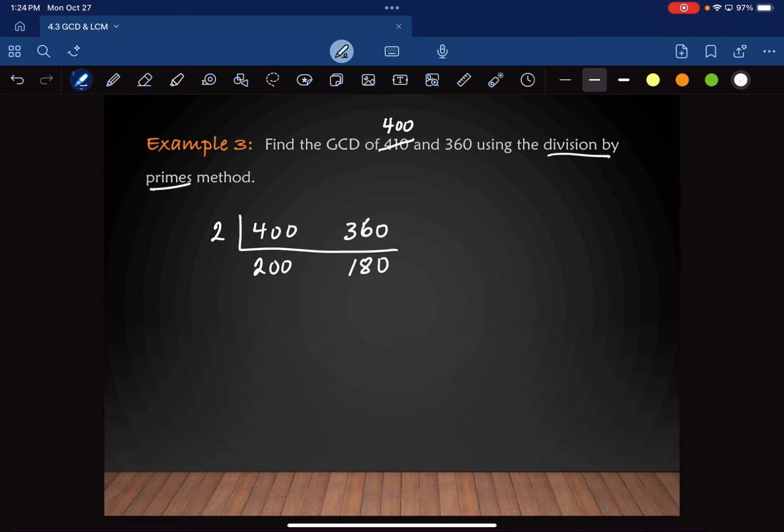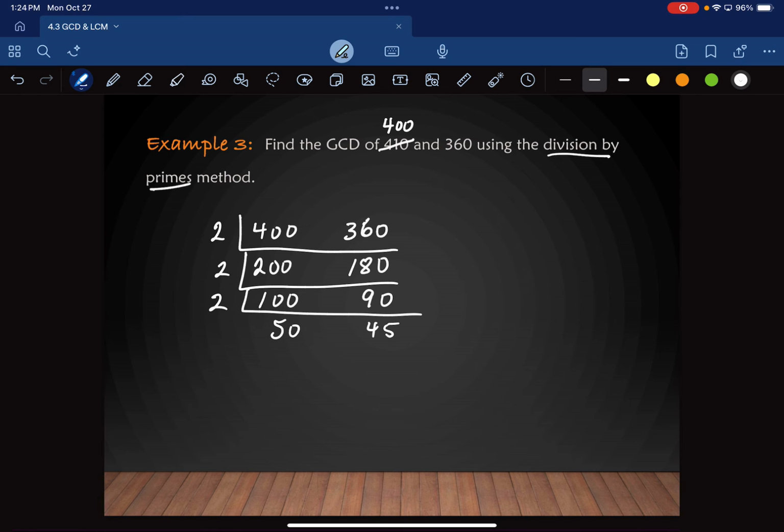Does that feel like what we kind of just did? Yep, it does. And we're going to keep going. What's the next smallest prime factor that divides them both? Still another 2, which gives me a 100 and a 90. What's the next smallest prime factor that divides them both? 2. And I get a 50 and a 45.